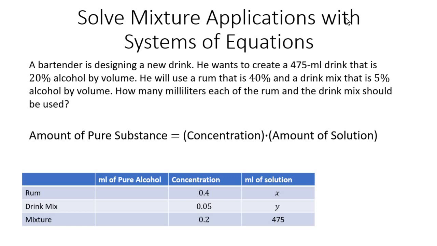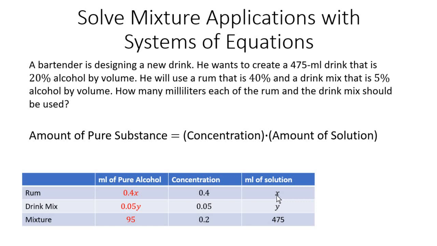And the final mixture, the final drink that we're creating, 20% of that 475 milliliters is going to be pure alcohol, which is 95 when you multiply 0.2 by 475. So in the pure alcohol column, we just get the product of these two columns because of this formula: concentration times the amount of solution equals the amount of pure alcohol. And now we can come up with a system of equations, because the amount of pure alcohol that comes from the rum plus the amount of pure alcohol that comes from the drink mix has to be the total amount of pure alcohol in the drink we're trying to create.